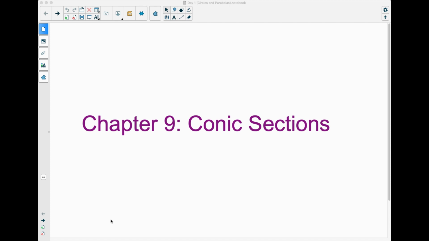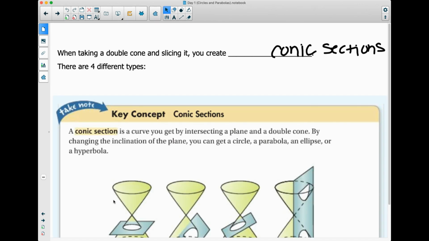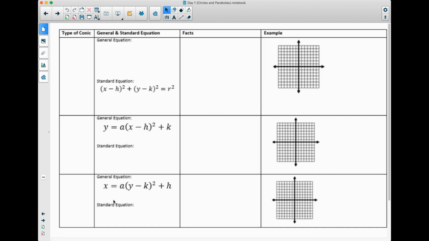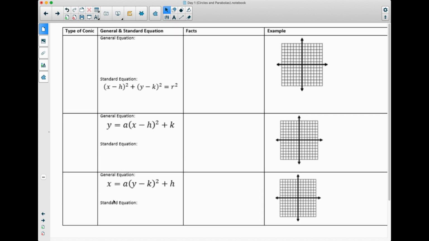All right, so to where we were. All right, so the first one is actually a circle. We're going to do that one second. But we're going to do these first ones. You should be familiar with this. This is a vertical parabola. And this is a horizontal parabola.